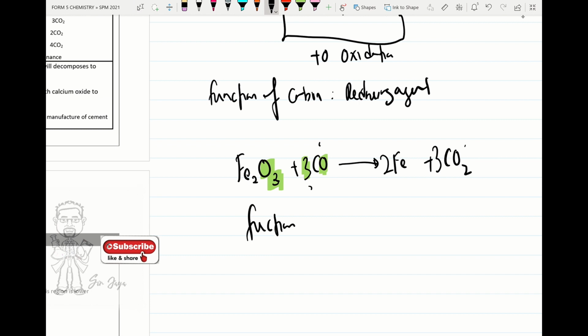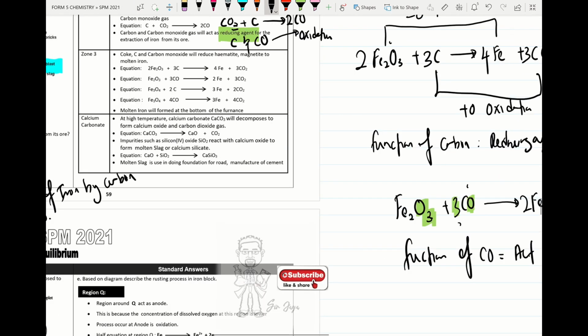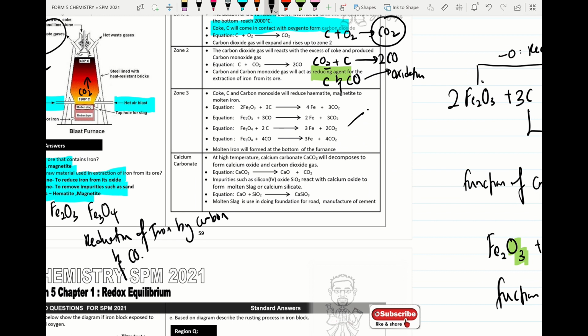So if they ask in the exam, the function of carbon monoxide will be to act as a reducing agent. So please remember all this. All right, so all the equations, please study. Please remember calcium carbonate, under high temperature, will decompose to produce calcium oxide and carbon dioxide.